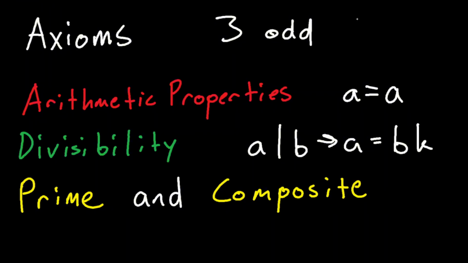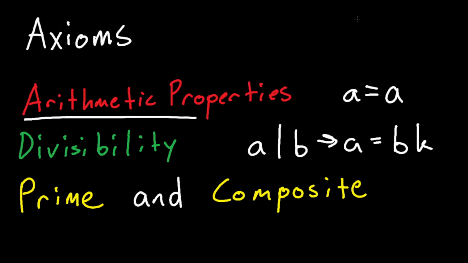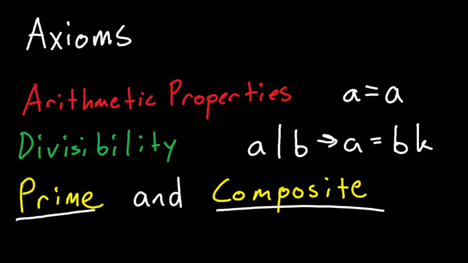And you need to know very simple things, the very definitions of odd, prime, composite, in order to be able to prove these things. And you can use very simple things called axioms to prove them. So, we're going to cover arithmetic properties in this video, divisibility and modular arithmetic, and also a couple things on prime and composite numbers. So, let's go ahead and talk about arithmetic properties first.